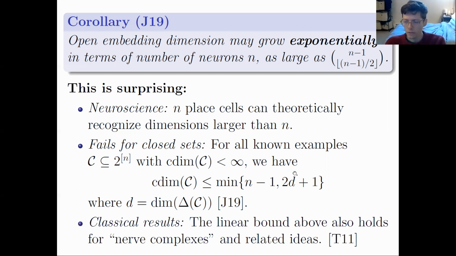And the other thing too, so there's classical ideas of studying nerve complexes and things like this, where instead of looking at codes, you only look at simplicial complexes of codes. And in that context, this linear bound holds as well. So these previous ways of understanding intersections of convex sets actually don't capture this phenomenon. We need codes to capture it.